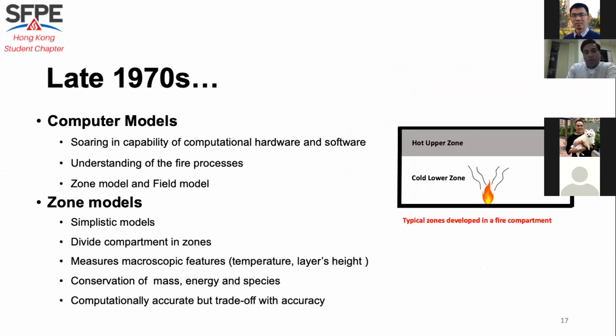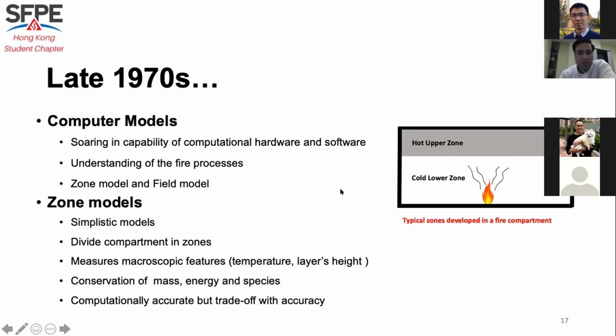So in the late 70s, when computer technologies were increasing and our computational hardware and software capability was increasing, we were also trying to understand different kinds of fire processes and the dynamics embedded within a compartment. During that period, some zone models, field models or computer models were suggested. The simplest ones are zone models. During these last 5 decades, almost hundreds of zone models have been suggested.